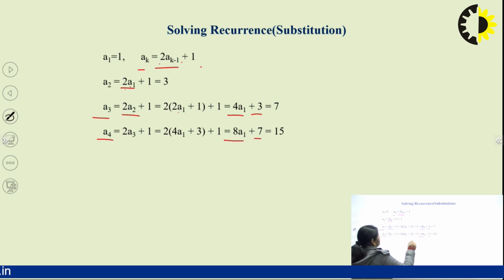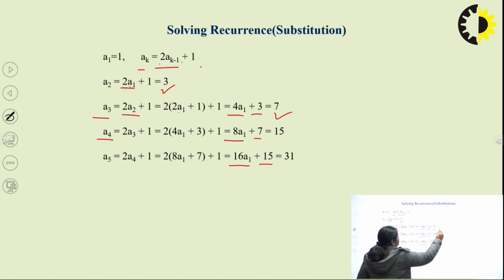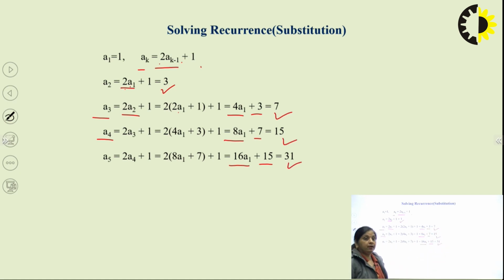8A1 plus 7, A5 is 16A1 plus 15. So, when we put in this A1 value, we get the substituted results as 3, 7, 15, 31. Okay. So, when we get these values, now we are able to observe the pattern.